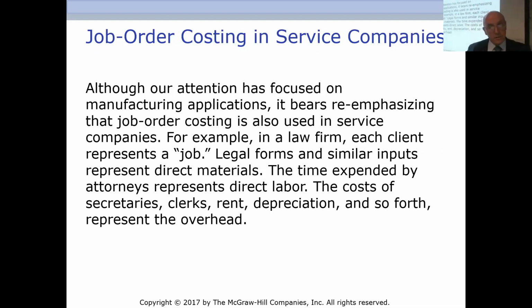Job order costing in service companies. You can use job order costing not only in manufacturing companies, but also in service companies. Although our attention is focused on manufacturing applications, it bears re-emphasizing that job order costing is also used in service companies. For example, in a law firm, each client represents a job. Legal forms and similar inputs represent direct materials. The time expended by attorneys represents direct labor. The cost of secretaries, clerks, rent, depreciation, and so forth represent the overhead.